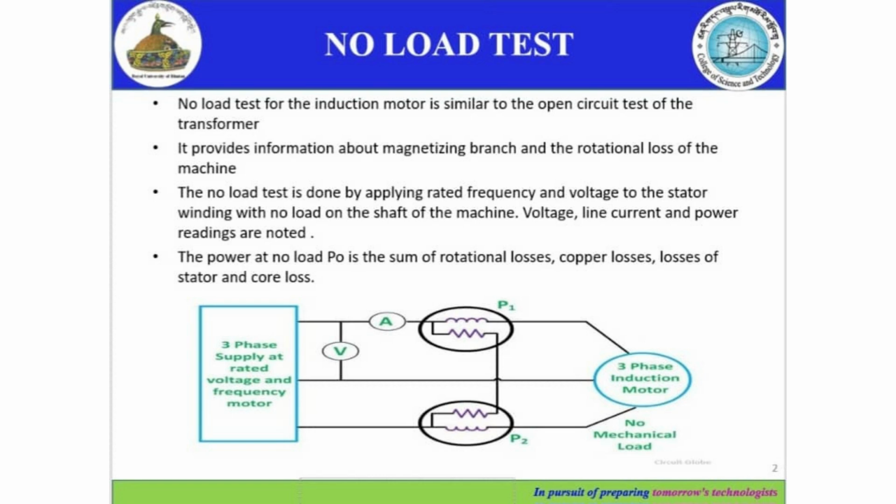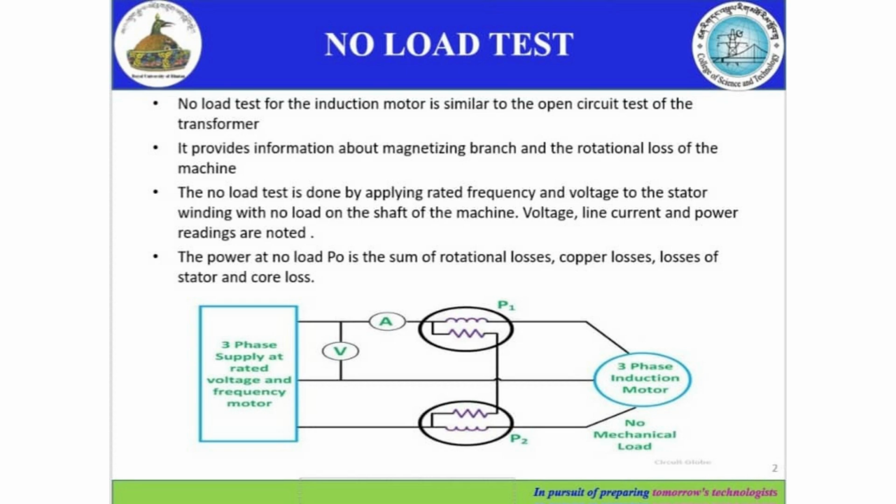No load test for the induction motor is similar to the open circuit test of the transformer, as we have learned in the previous semester for the open circuit test of a transformer. It provides information about magnetizing branch and the rotational loss of the machine. The no load test is done by applying rated frequency and voltage to the stator winding with no load on the shaft of the machine. Voltage, line current, and power readings are noted.